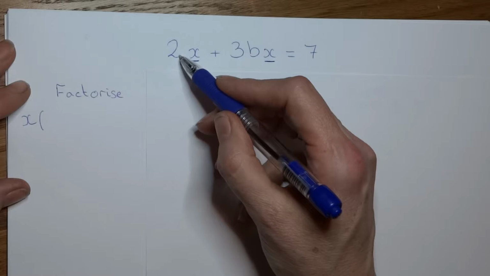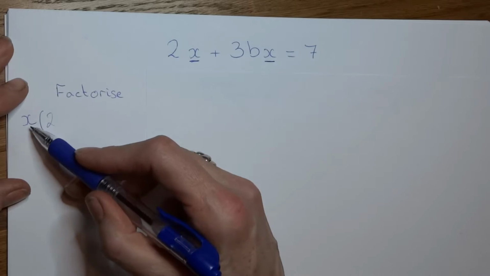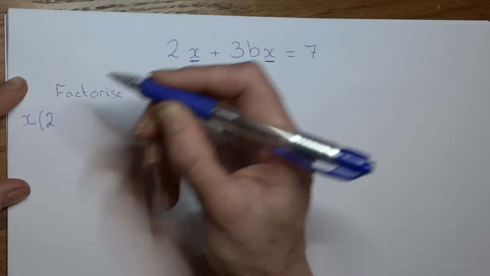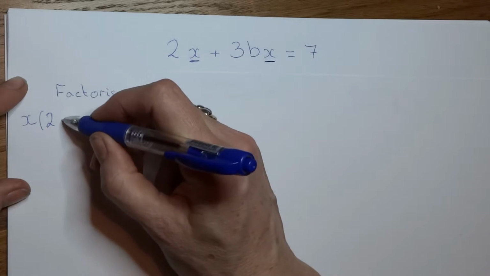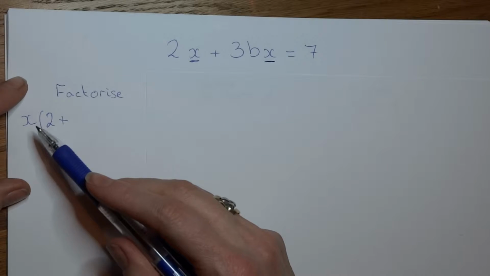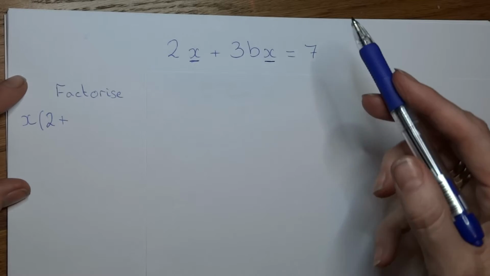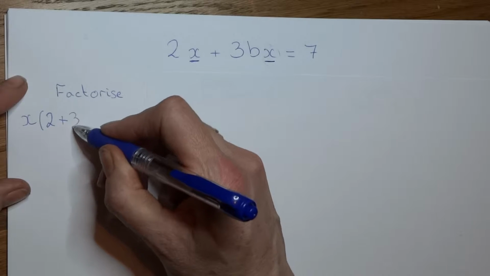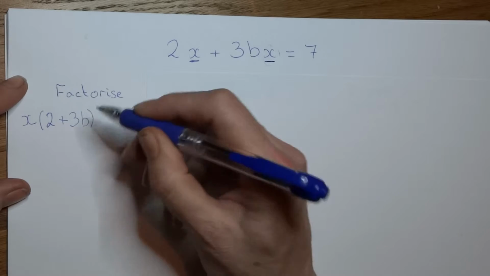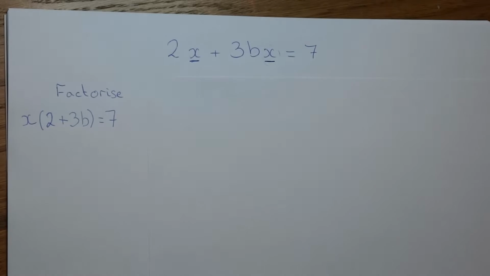Well, x times 2 would give me back the 2x I had here at the start. So the first term in my bracket would be 2. Then I can see that I have plus 3bx here, so I will need a plus here as well. What would I need to multiply x by to get back to plus 3bx? Well, the x is taken out the front, and what's left here is 3b. So I would get x times brackets 2 plus 3b equals 7. And that's how I actually factorize that expression.